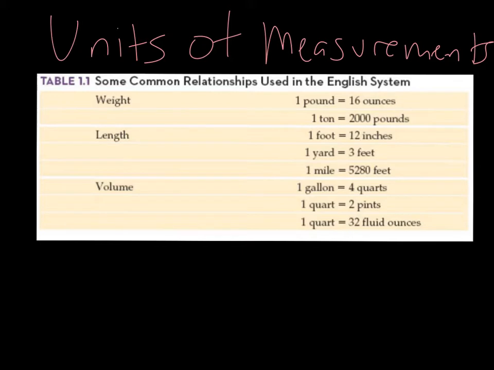When we talk about our weight, we would talk about how much we weigh in pounds. If something is very small, we might talk about how many ounces it is. If it's large, we talk about it in terms of tons. So 1 ton is equal to 2,000 pounds. You often hear tons described when you talk about the towing capacity of a truck, for example.